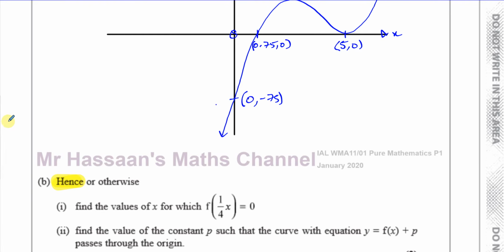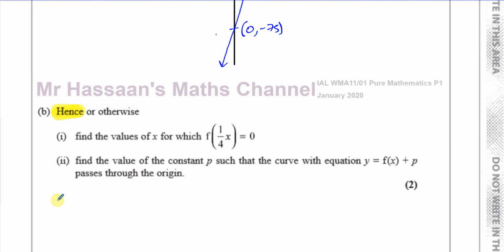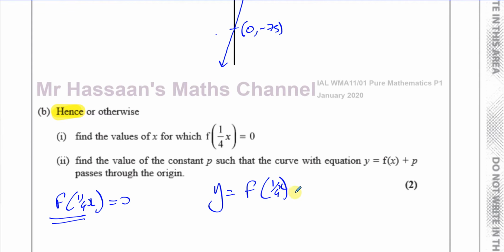Now, I'm going to show you using the sketch and using f of a quarter x equals 0. So what does this mean? f of a quarter x equals 0. It means this new function, y equals f of a quarter x, we want to know when this touches the x-axis, because when a function equals 0, when y equals 0, that's where its roots are, where it touches the x-axis.